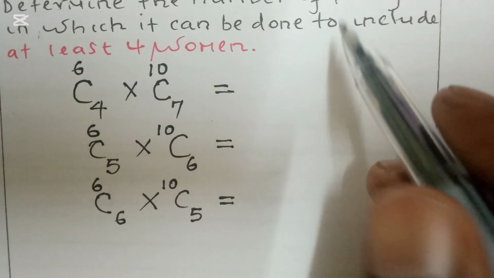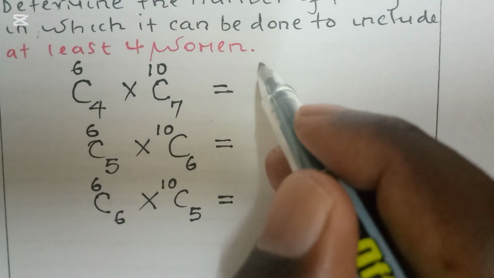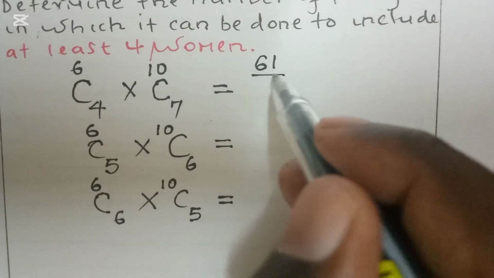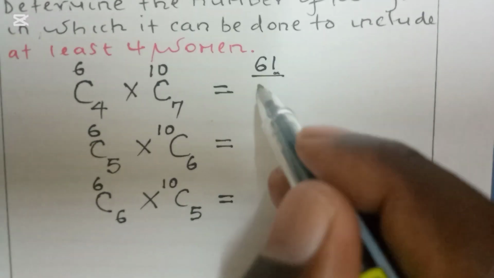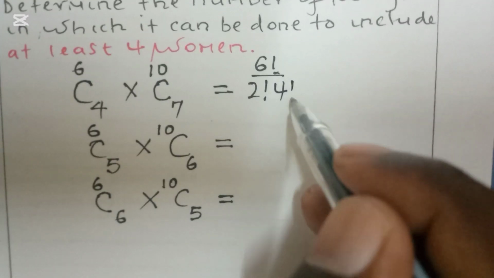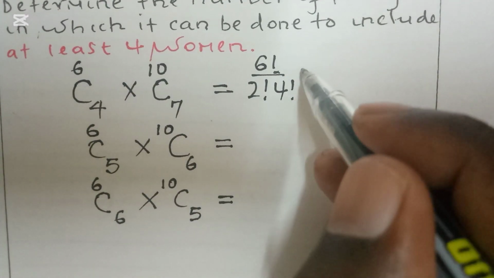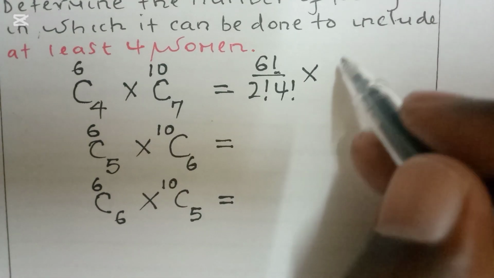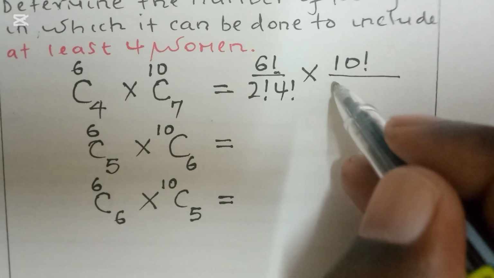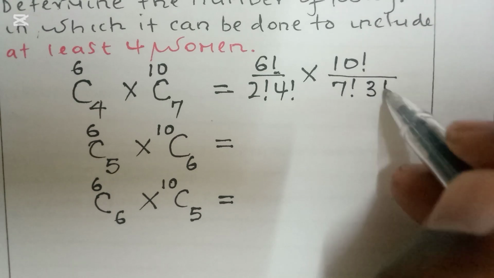So guys, we now do this problem where we have 6 combination 4 is 6 factorial all over 2 factorial, 4 factorial. This comes in because you say 6 minus 4 is 2. So that's what happens. Times, for this, 10 factorial all over 7 factorial, 10 minus 7 is 3 factorial.